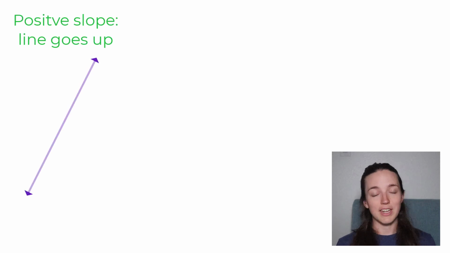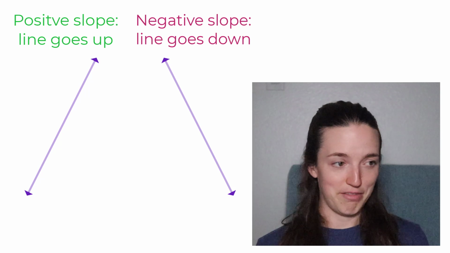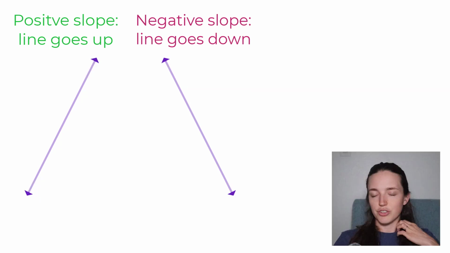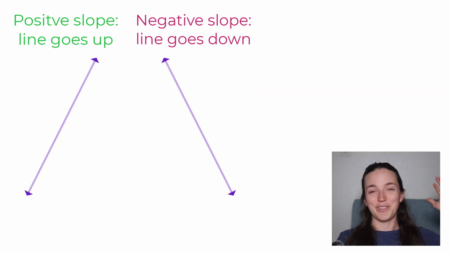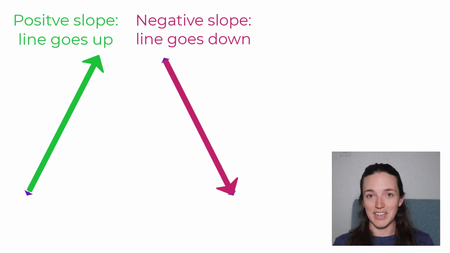Now I distinctly remember in 8th or 9th grade, my teacher saying, oh, if it's a positive slope, the line goes up. Negative slope, the line goes down. And I was sitting there like, every line goes up and down. So what my teacher meant was when you read the line left to right, like the way you read a book, is the line going up or down.